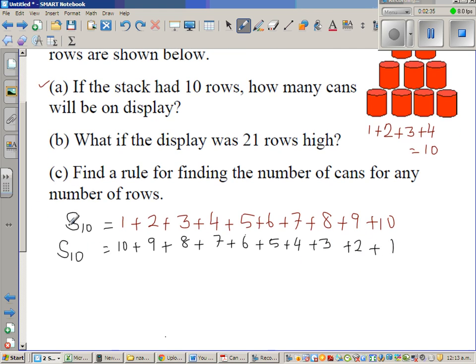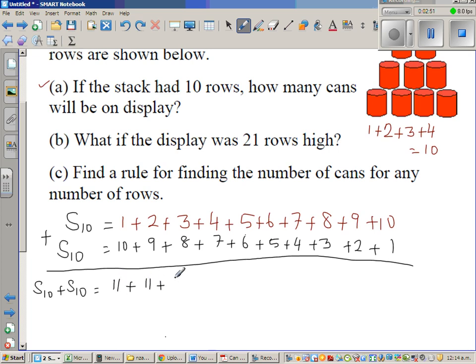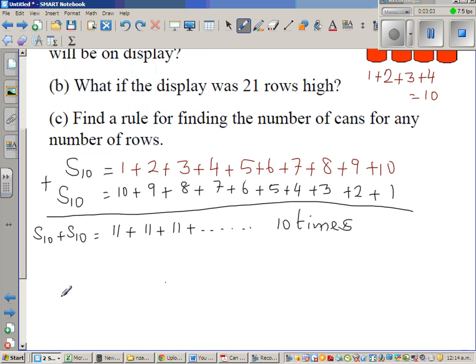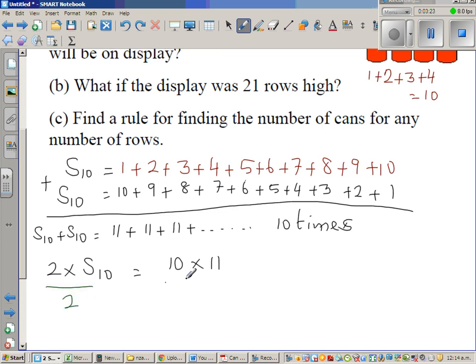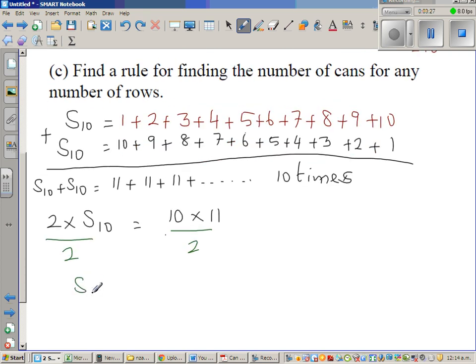Now, what if I add these together, the first row and the second row? This means S10 plus S10, which is 1 plus 10, which is 11, plus 11, plus 11, and so on. How many times? You can write 10 times. This is the same as adding 11 ten times. So 2 times S10 is 10 times 11. If you want to get rid of this 2, I divide this side by 2 and I divide that side by 2. So S10 is 110 divided by 2, which is 55.